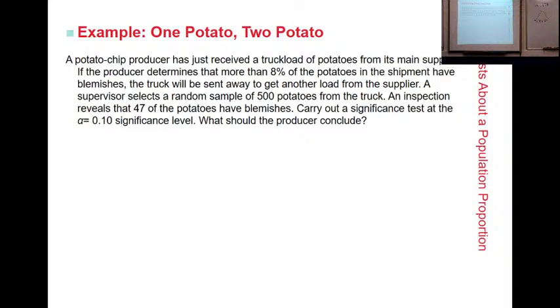Here we go. Producer has just received a truckload of potatoes. If the producer determines that more than 8% of the potatoes have blemishes, okay, we did this yesterday, and we figured out what the null hypothesis and alternative hypothesis was. And that was from the fact that this says we are testing if more than 8% of the potatoes have blemishes. That tells me my null and alternative.